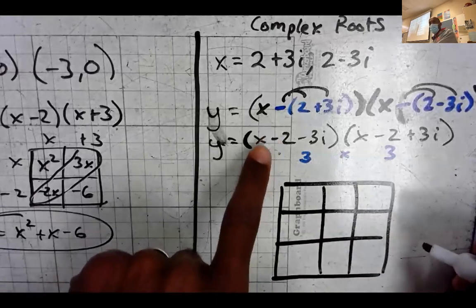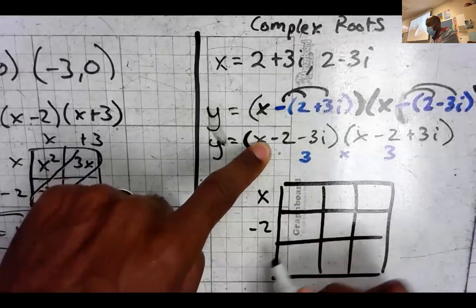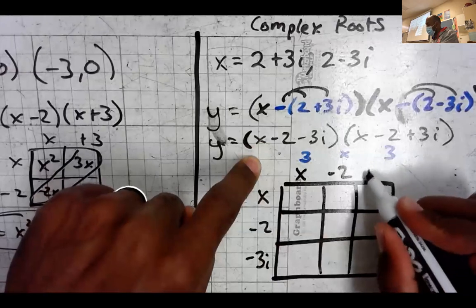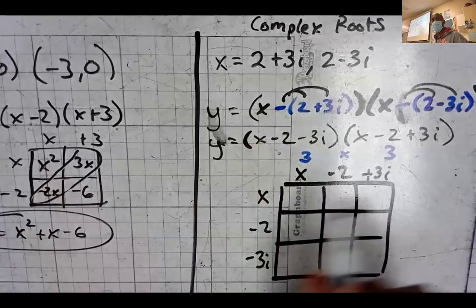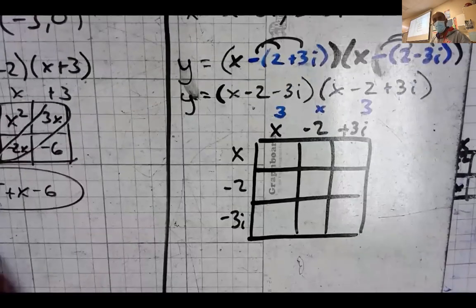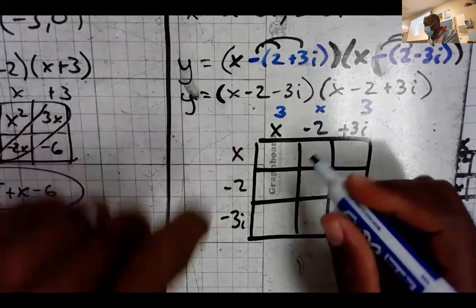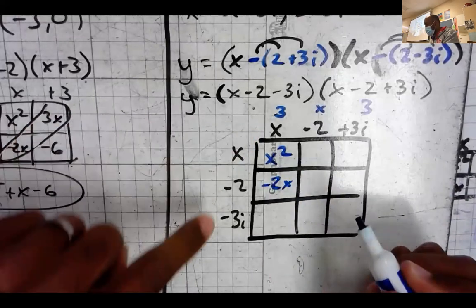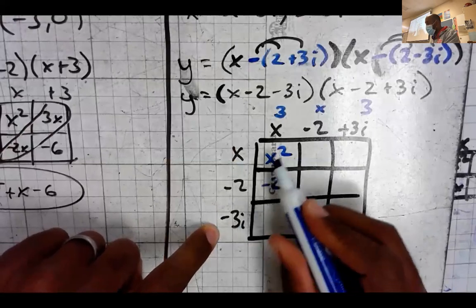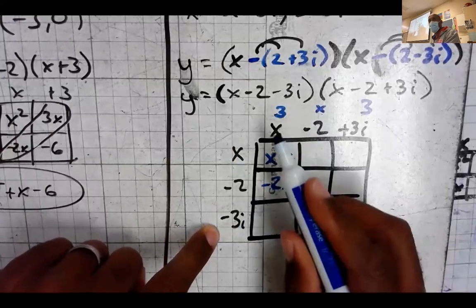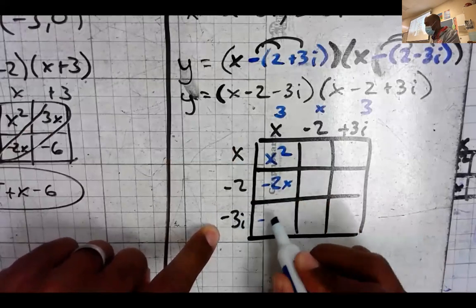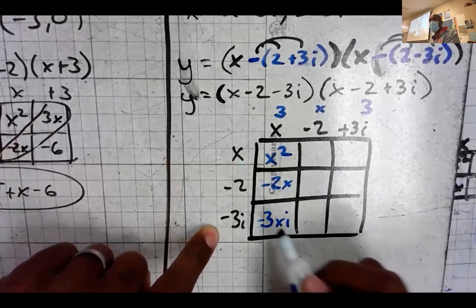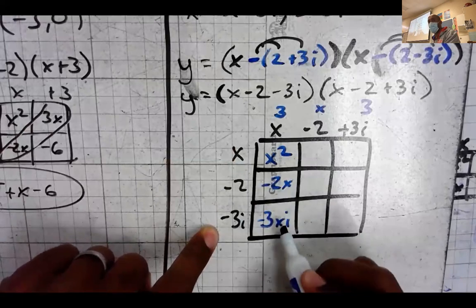So I'm going to take that first factor over here, x minus 2 minus 3i, and then take the other one, x minus 2 plus 3i, and I've got to multiply everything out. Okay, so now x times x, that's x squared, negative 2 times x, negative 2x, negative 3i times x. Well, there's nothing I can combine there, so I'm just going to write negative 3xi. Okay, so it's negative 3 times x times i.